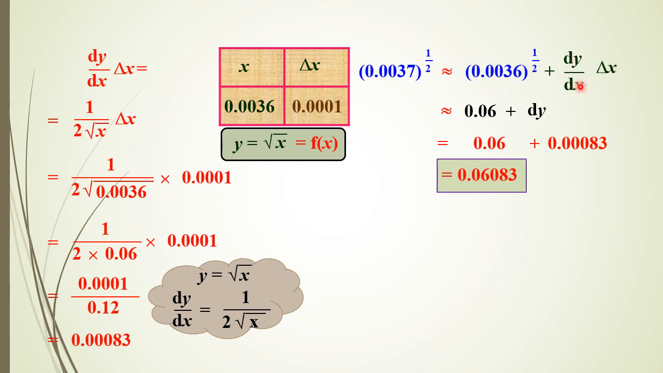Next, come back to our original term. We know the value of dy by dx into delta x, so that 0.0036 can be written as 0.06 whole raised to square. So if square and square root get cancelled, 0.06 will be remaining, and the dy value is 0.00083. After adding it, you'll be getting this much. This is the approximate value of the square root of 0.0037.